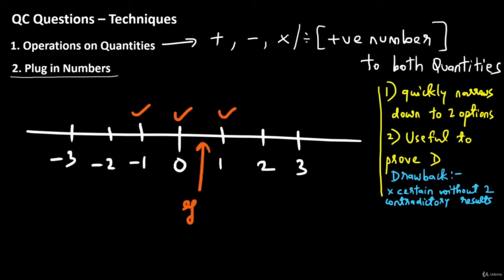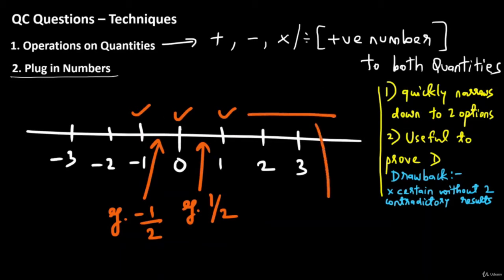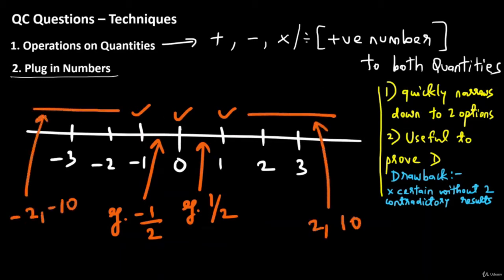Let's say 1 by 2, and also take a negative fraction, for example, -1 by 2. Now also try to plug in numbers which are in these regions, that is, greater than 1 and less than -1. For example, 2 or 10, and less than -1 would be -2 or -10. Now this would be a very good range of numbers to plug in and check.